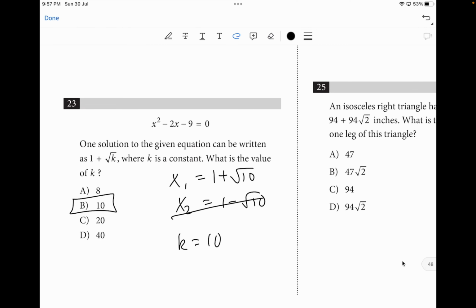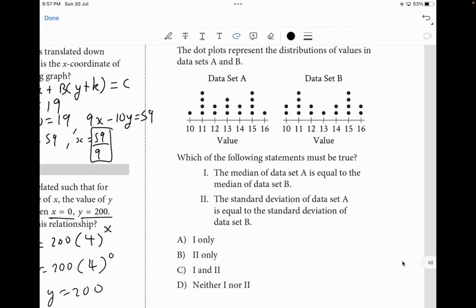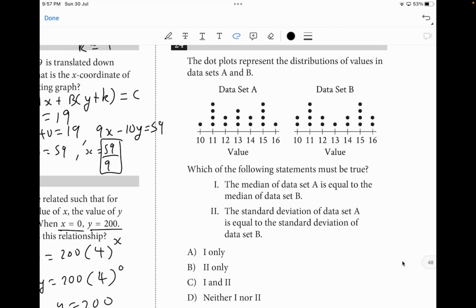Okay, let's move on to question number 24. Now we can see that there are some dot plots. They represent the distributions of values in data sets A and B. Which of the following statements must be true? So you can see data set A and data set B. The median of data set A is equivalent to the median of data set B. The standard deviation of data set A is equivalent to the standard deviation of data set B.